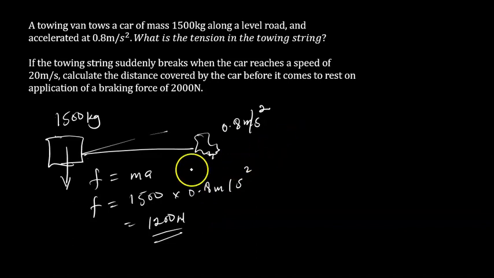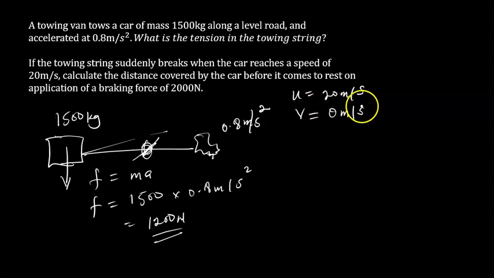Now, if my force is 1,200 newtons, the question continues to say that if the towing string suddenly breaks, if this towing string here suddenly breaks when the car reaches a speed of 20 meters per second, calculate the distance covered by the car before it comes to rest on application of a brake force. Now, the initial velocity at the point of breaking of the towing string is given to be u equal to 20 meters per second, and it is going to come to rest. That means the final velocity will be equal to 0 meters per second.